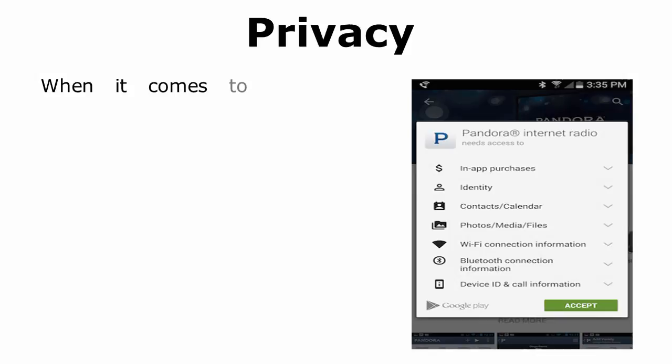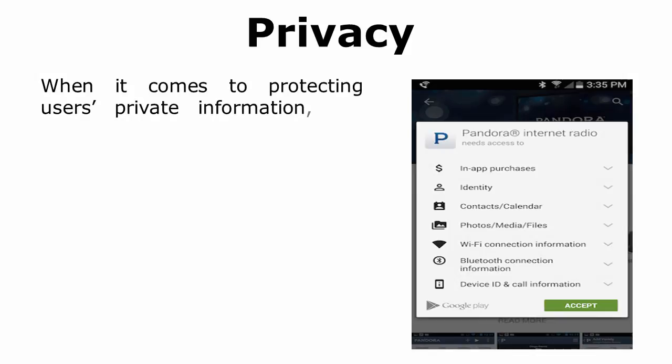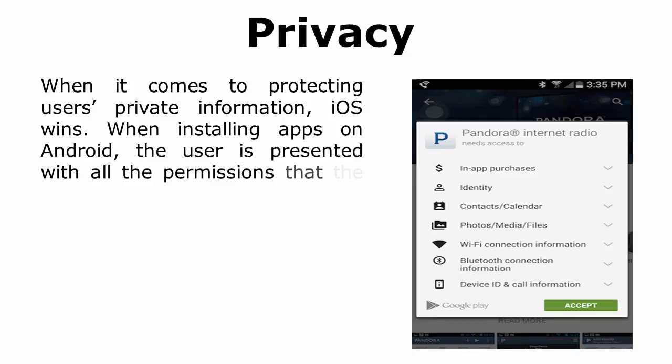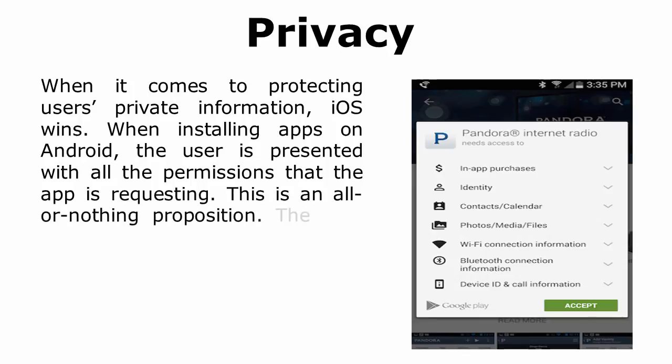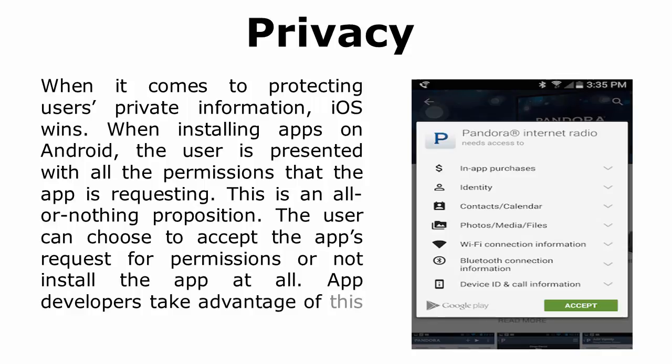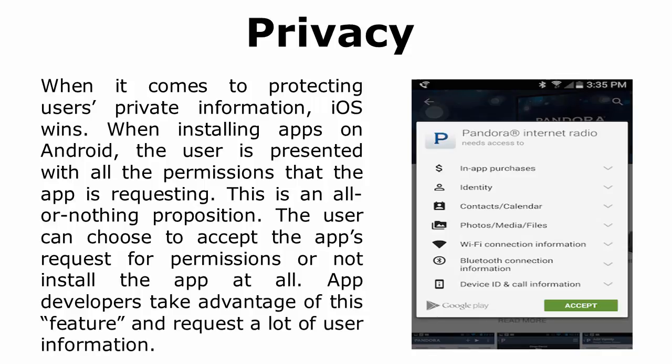When it comes to protecting users' private information, iOS wins. When installing apps on Android, the user is presented with all the permissions that the app is requesting. This is an all-or-nothing proposition. The user can choose to accept the app's request for permissions or not install the app at all. App developers take advantage of this feature and request a lot of user information.